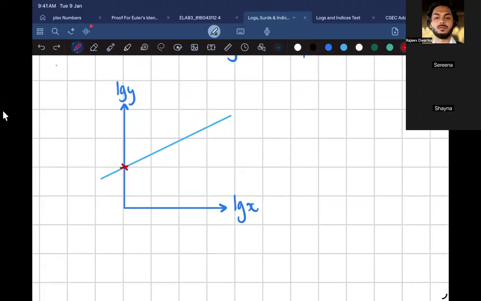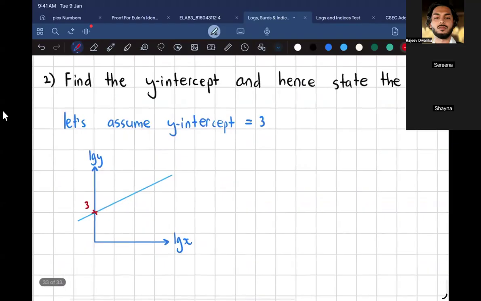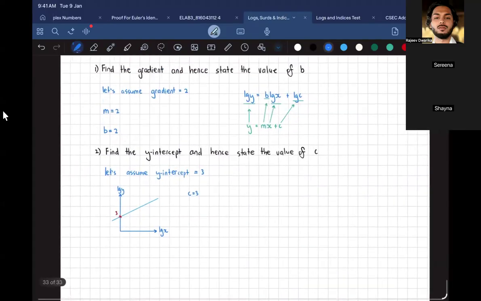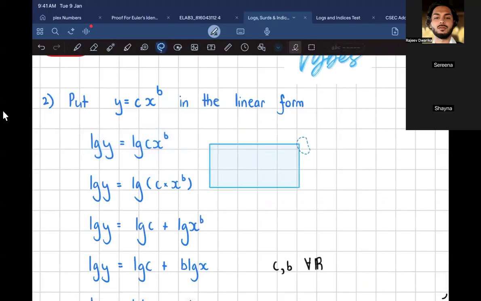So wouldn't you agree that the graph would look like that if it had a y-intercept of 3? Yes. So you would say C is equal to 3. Now this is the part that's kind of confusing, because I know we have two C's. Let me just fix that.